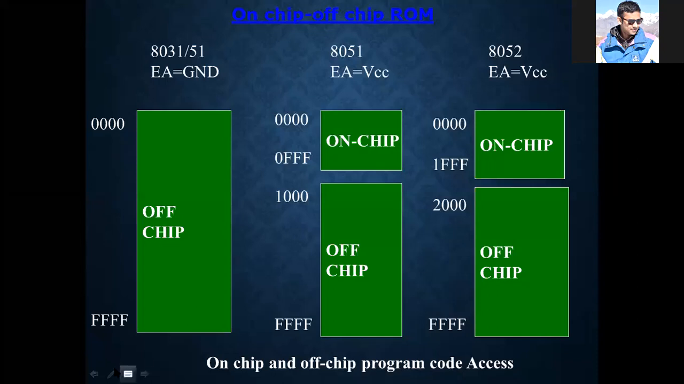But in case of 8051, you can see 4K of on-chip ROM is there. So the total addressable range that can be addressed by the 8051 microcontroller is 2 to the power 16, because 16 address lines are there. So 2 to the power 16 means how many? 2 to the power 16 means 64 kilobytes. So if 4 kilobytes of ROM is available on chip, how many are needed off chip? 60 kilobytes. Clear? This is written over here.